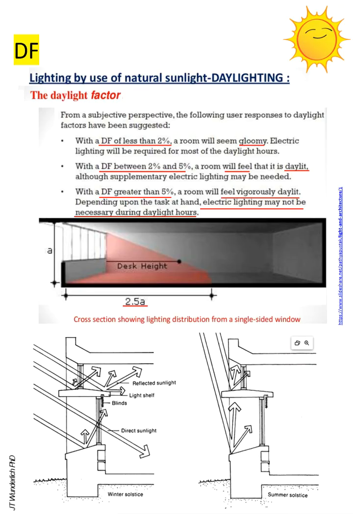Now our daylighting factor, you can assign feelings of how people will feel, the atmosphere, the ambiance, so that the daylighting factor below 2% is gloomy feeling, 2 to 5% you feel like it's well lit or it is daylit, and then above that you feel it's vigorously daylit.